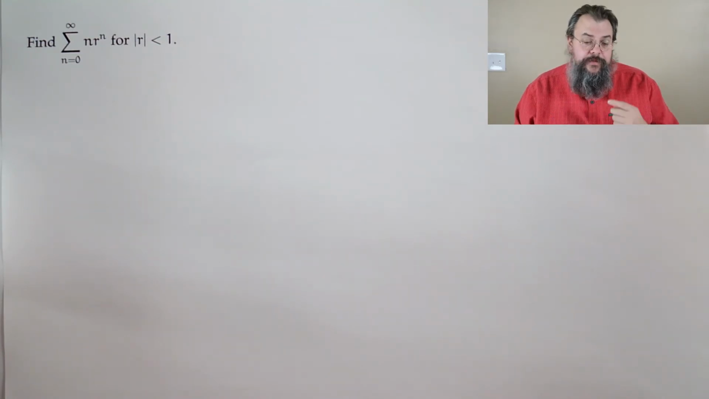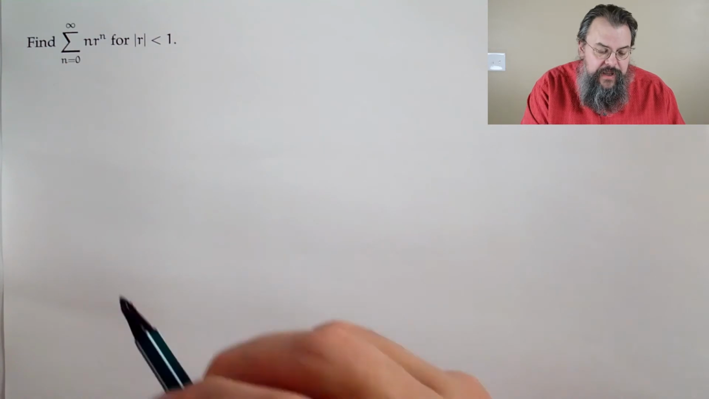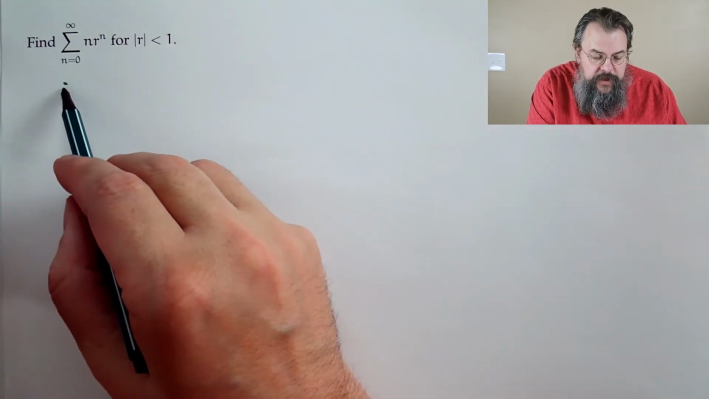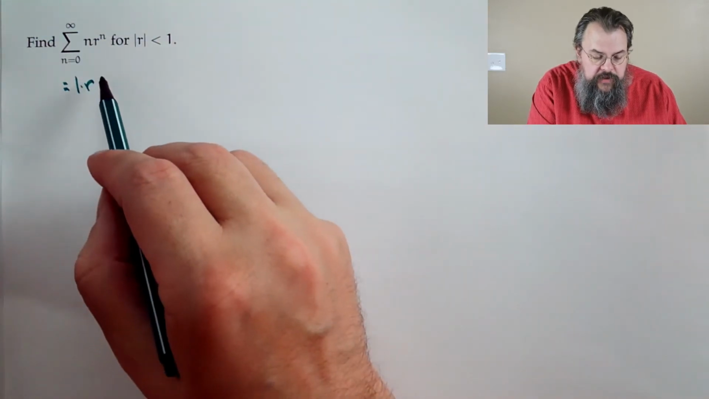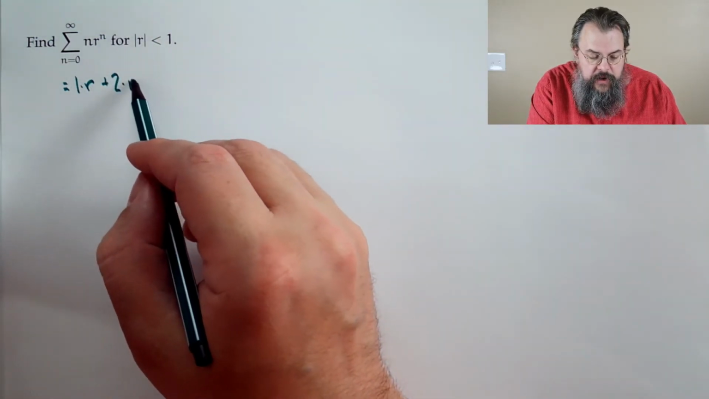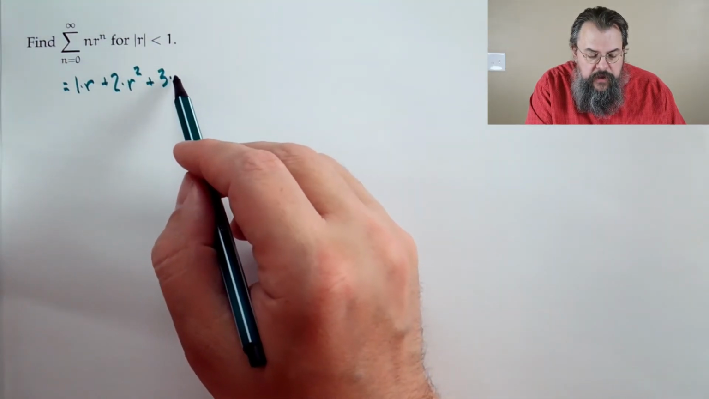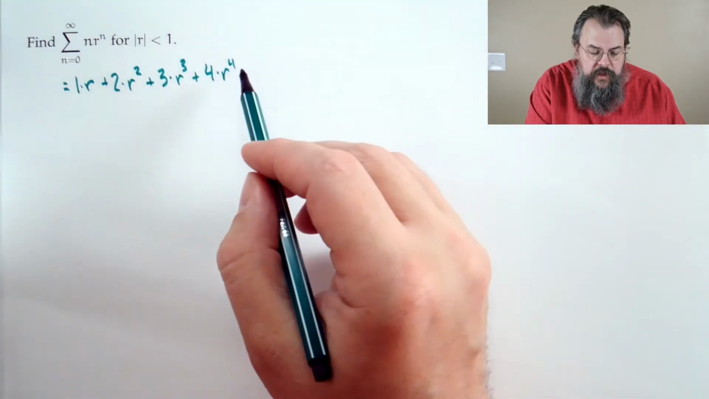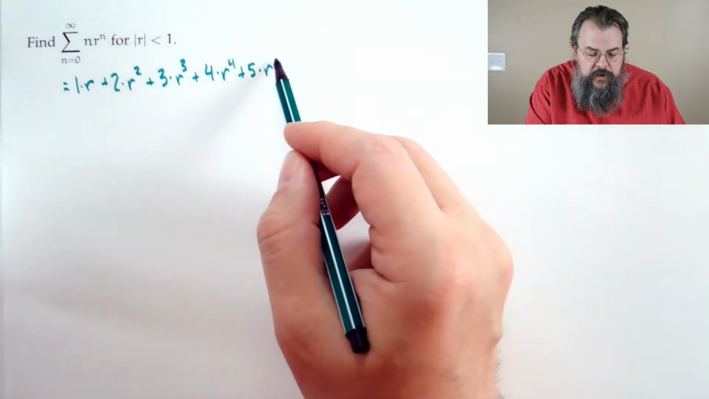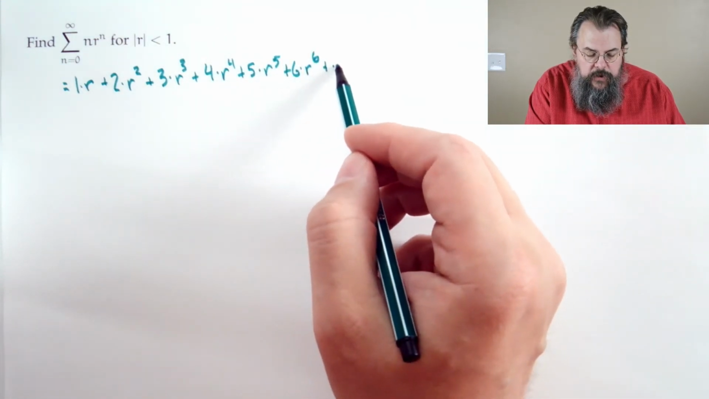So let's think of what this sum looks like. Well, when we plug in n equals 0, we don't have anything. We have 0. So let's really start with 1. So I'm going to think of this as 1 times r plus n equals 2, 2 times r squared. N equals 3, 3 times r cubed. Then 4 times r to the 4th. And 5 times r to the 5th. And I think by now you see, yeah, that's what it is. So what do we do?